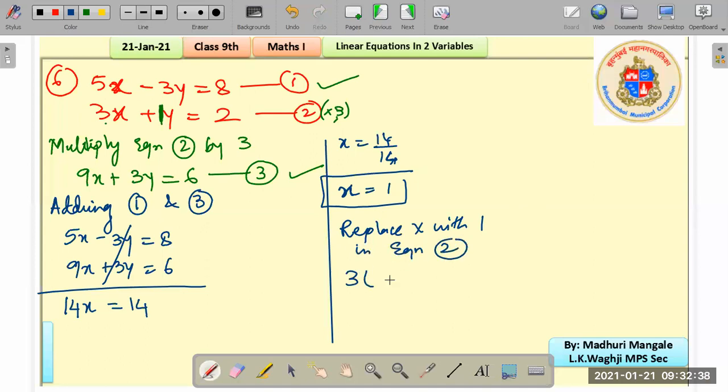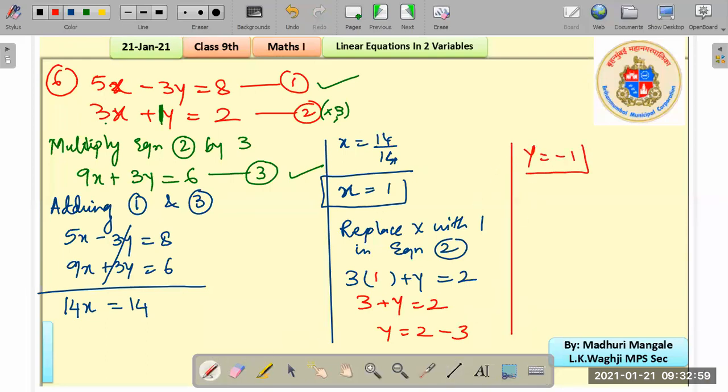Equation 2 is 3x plus y equals 2. X is what? X is 1. So we replace x with 1, and that will give us 3 plus y equals 2, and y will be equal to 2 minus 3, which becomes negative 3, and we are left with y equals minus 1. So the final step: write the solution in x comma y format.